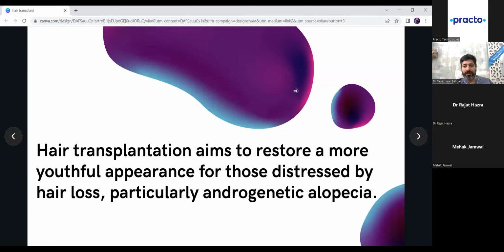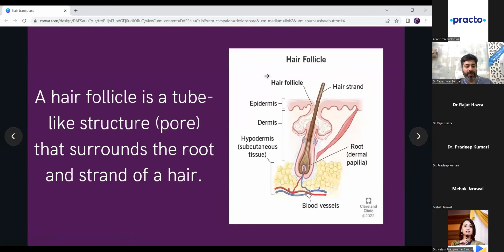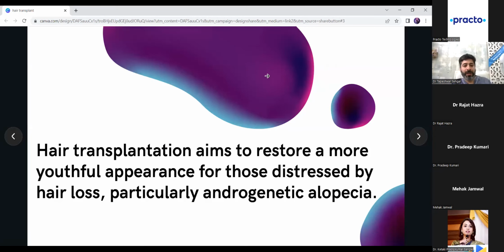Hair transplant aims to restore the same youthful appearance which the patient had before. They always long for that appearance from when they were young or had lots of hair. There are various causes for this hair loss, but in practice what we mainly deal with is androgenetic alopecia.